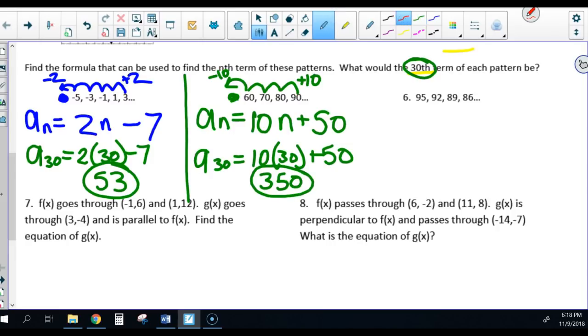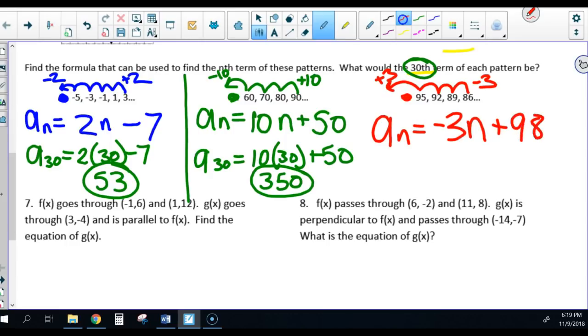Switch to red. Number 6, 95, 92, 89, 86. It looks like it's going down 3, down 3, down 3. So a sub n equals our slope, our rate is -3n plus, now our starting number, our 0th term, back up and add 3, 98.